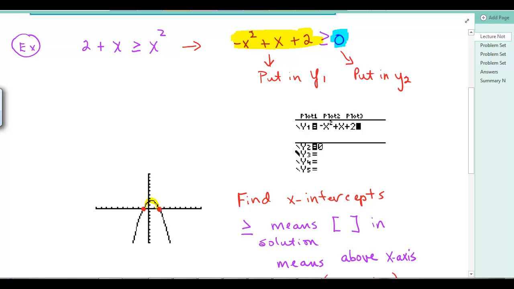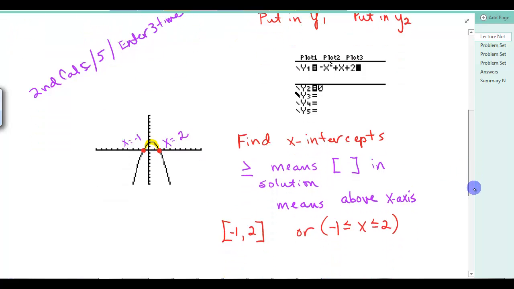Now, if we find our x-intercepts, remember that we can do that by doing second calc number 5 and hit enter 3 times. And that's the format for finding x-intercepts if you have y2 to be 0. And so on this one, we would find that over here we have x equals 2. Over here we have x equals -1. So our solution is already drawn for us. It is from here to here, from x equals -1 to x equals 2. Closed circles means we'll put our solution in brackets.